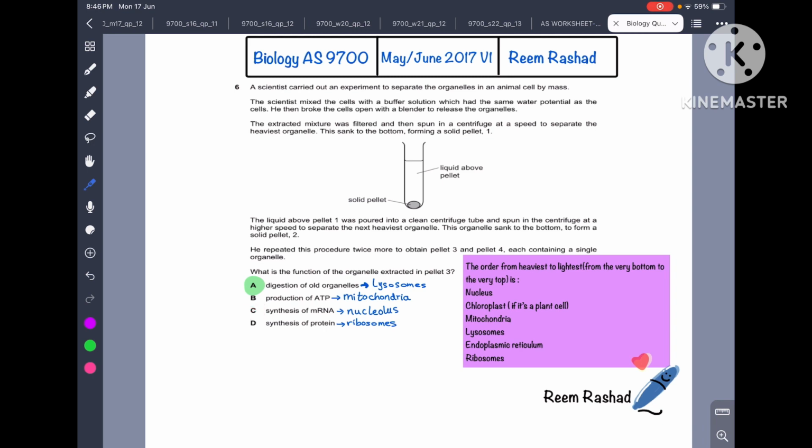Option D is synthesis of protein, and this is the function of the ribosomes, not the lysosomes. So option D is also wrong. So the only correct answer is A. And this is it in today's video.